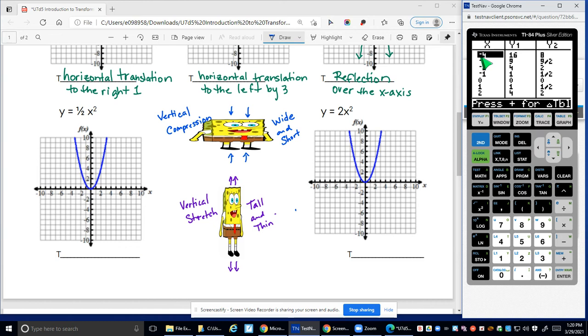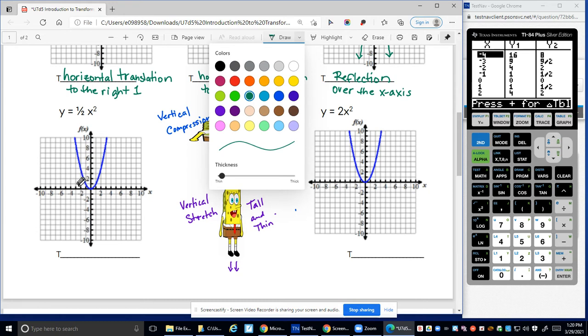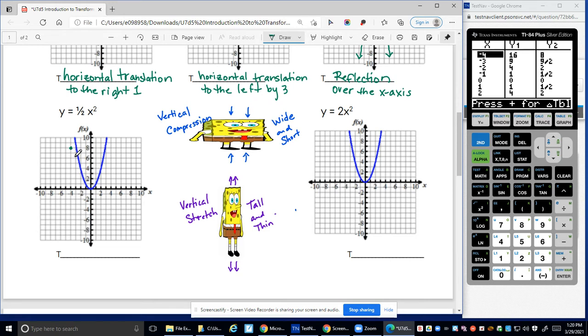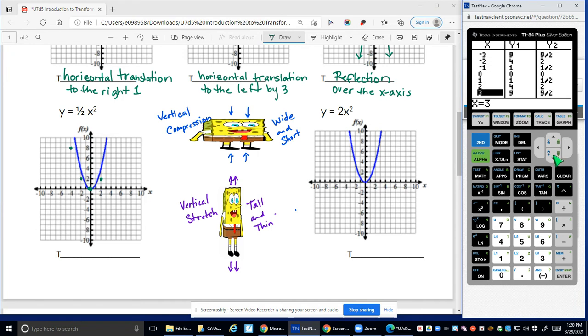Okay. When I do this, at -4, I have 8. And at -2, I have 2. 0 is still at 0, so the vertex hasn't gone anywhere, right? Then 2, 2. Good. And let me scroll down for one last one: 4 and 8. Okay, I think I'm on it.